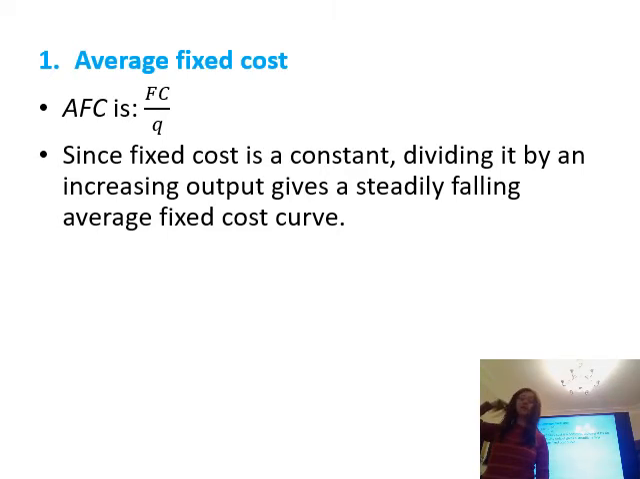Is the quantity of output produced increasing? Yes. Is fixed cost a fixed number or is it a changing number? As we knew from the table before, it is a fixed number. When you divide a fixed number by an increasing quantity, what will happen to the average fixed cost as a curve? It will tend to decrease. Why? Because the denominator is increasing while the numerator is held constant. This results in the fact that the average fixed cost is decreasing or falling.